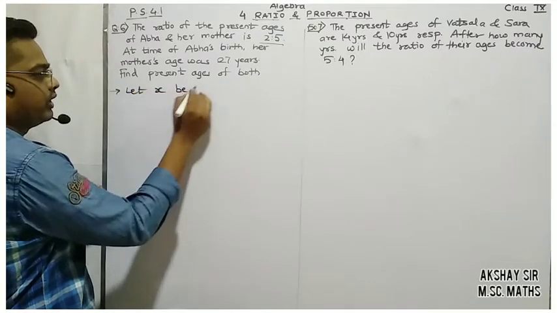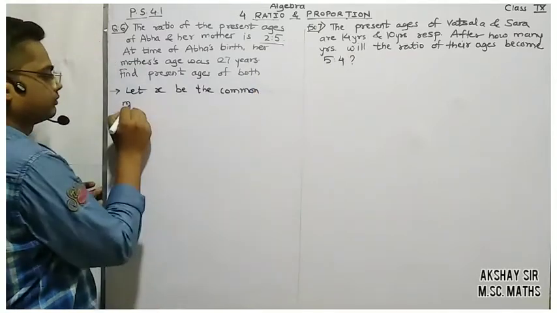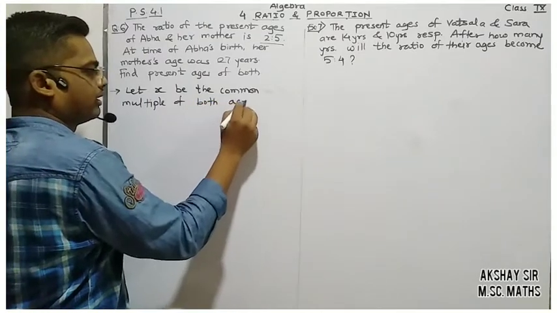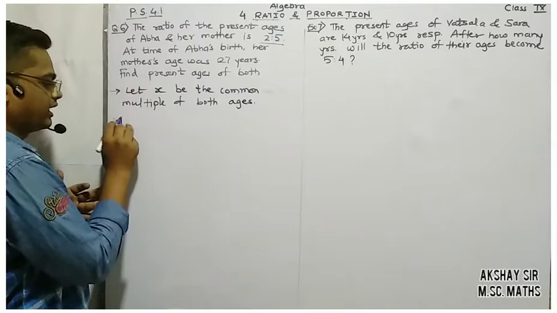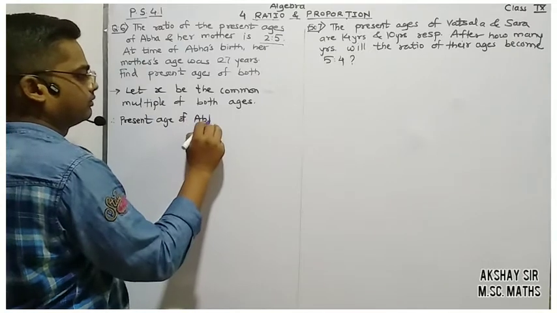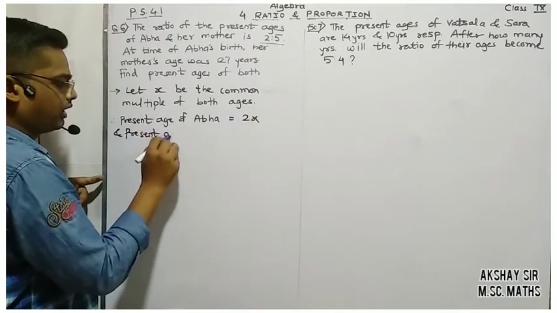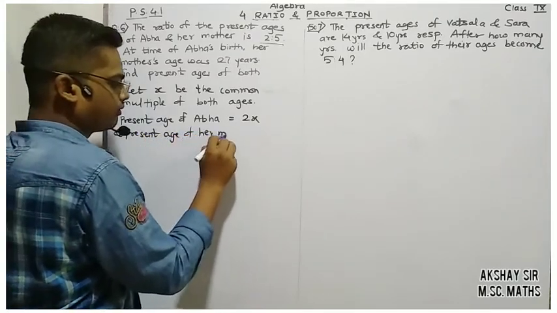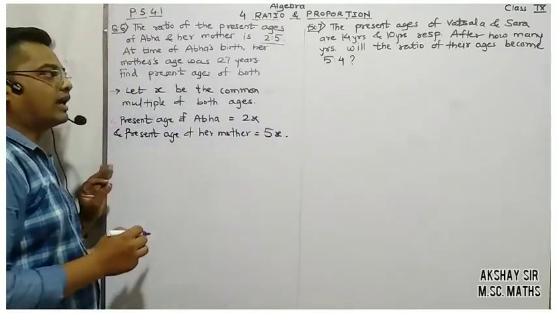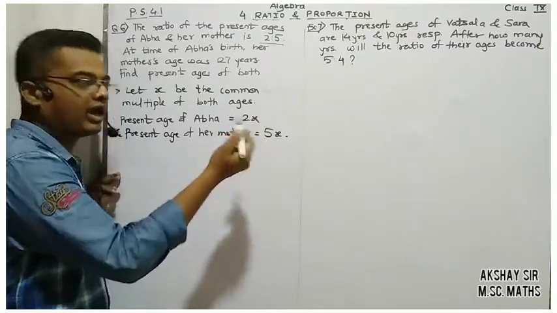Let us take some common multiple. Let x be the common multiple of both ages. Therefore their present ages will be: present age of Abha will be 2x and present age of her mother will be 5x. Now we have a given condition: at the time of Abha's birth, her age was 0. Let us subtract this from this one and you will get 27.